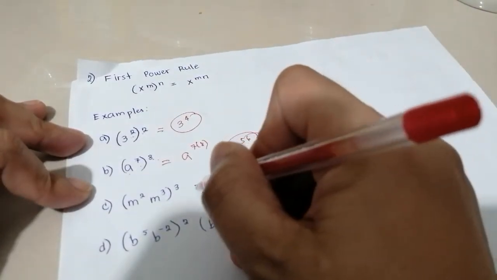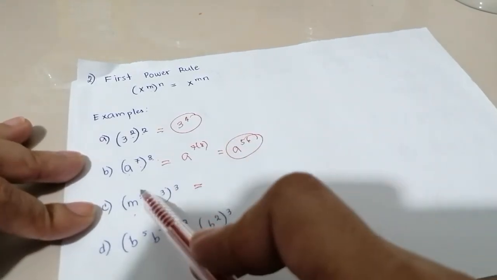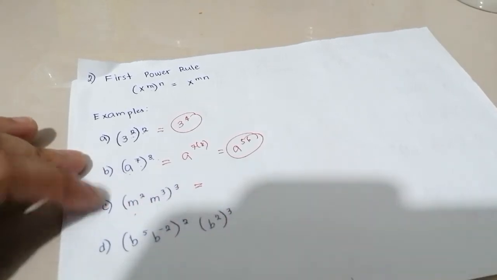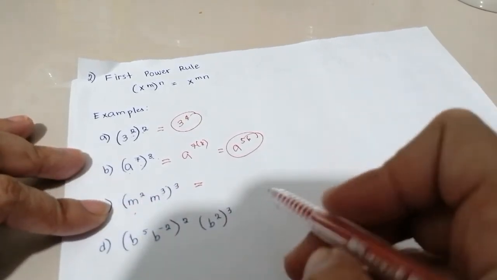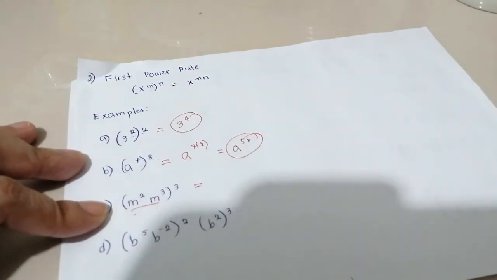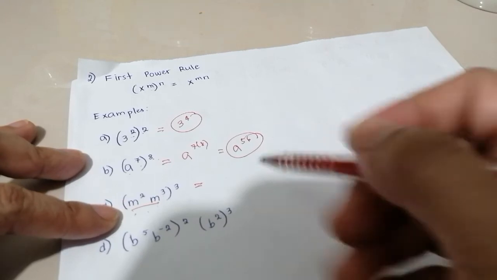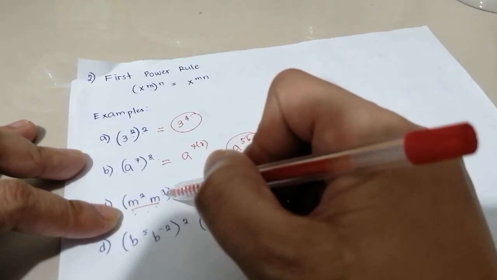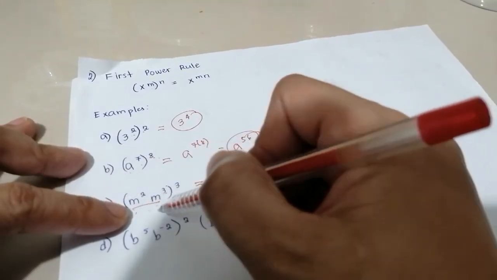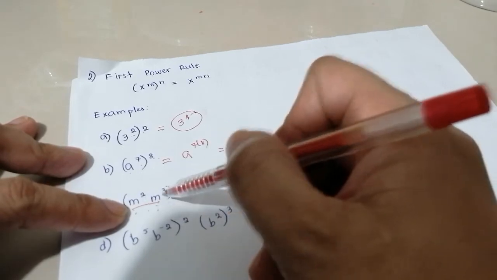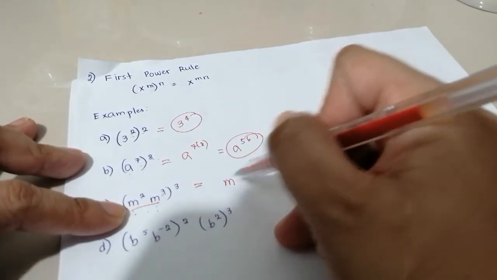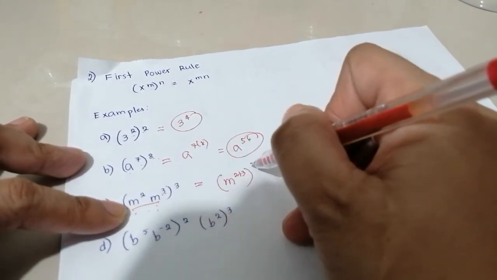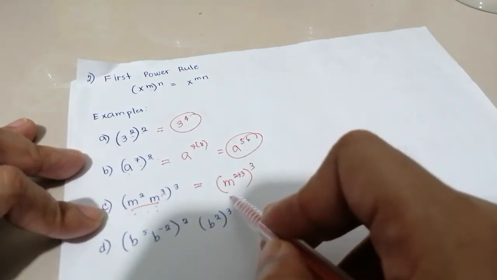Okay, another is, what if we have this kind? m raised to the second power times m raised to the third power, close parenthesis, raised to the third power. So what are you going to do first? First, you need to simplify the ones inside. So simplify mo muna yung nasa loob. Since it's the same base, you just add the exponents. So this will become m, copy, and then 2 plus 3, and then after, sulat mo pa rin yung outside exponent, because we need to simplify the ones inside first.